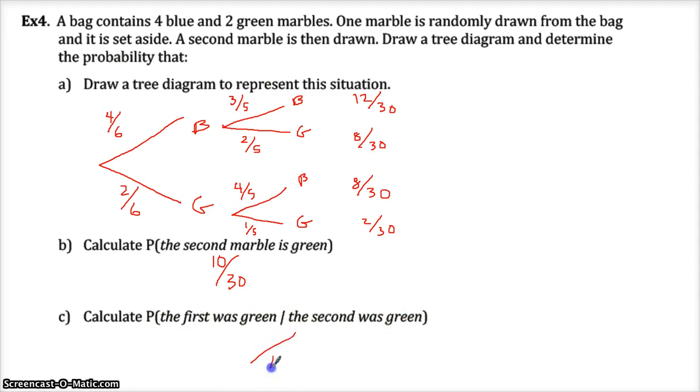Probability the first was green, given that the second was green. So out of those 10 where the second's green, how many of those have a first one that's green? It's just these here, the 2 there. So 2 out of the 10. Okay.